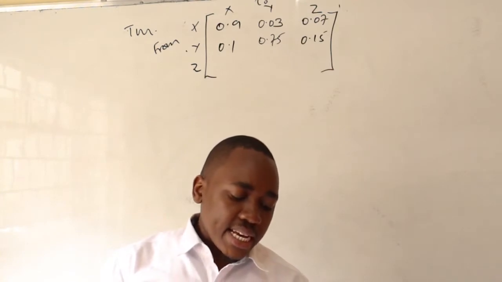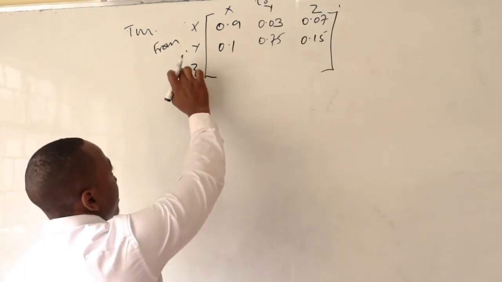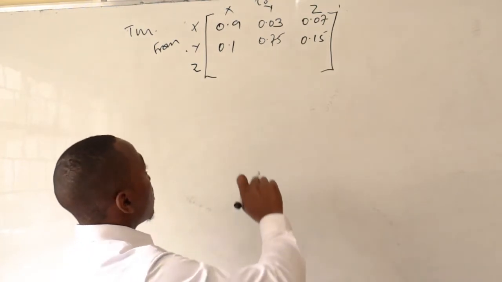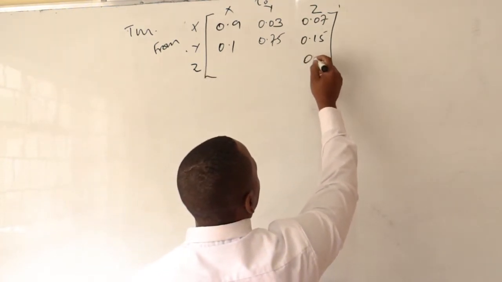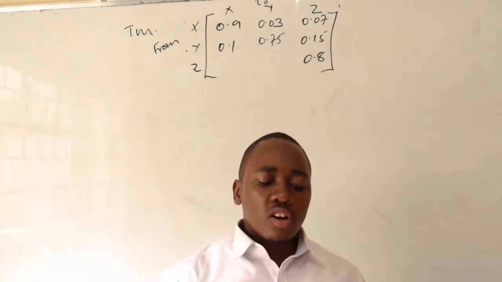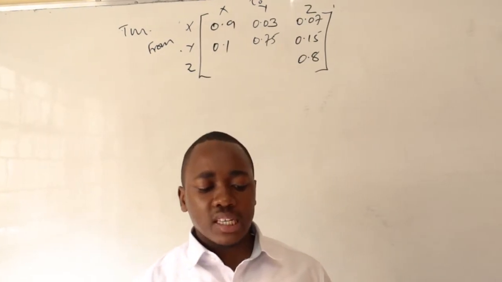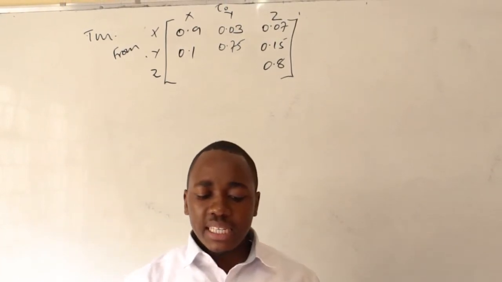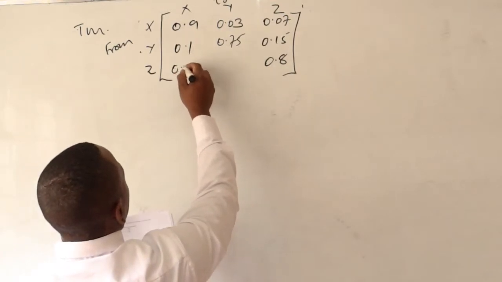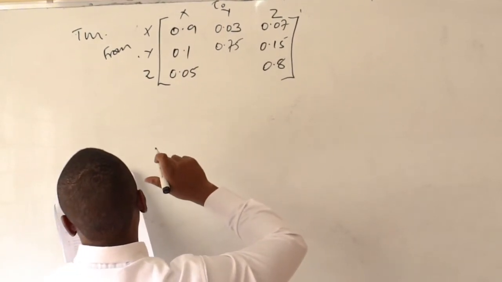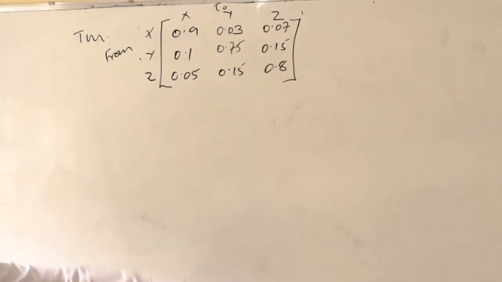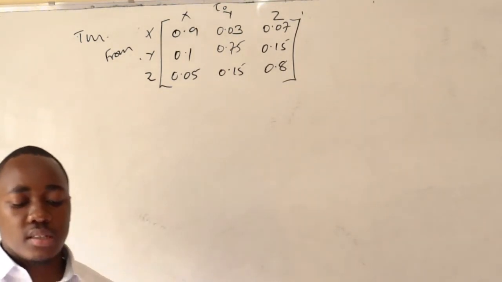And then number three, Z Limited, so now we are moving from Z. Z Limited had retained 80% of its customers, but had lost 5% and 15% of its customers to X Limited and Y Limited respectively. So that's how you develop the transition matrix.